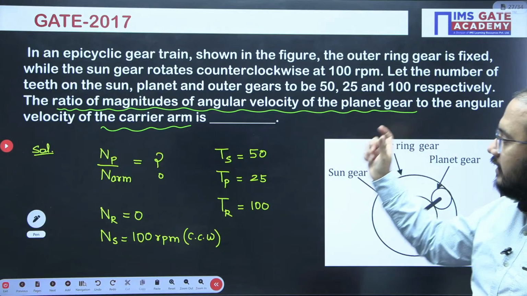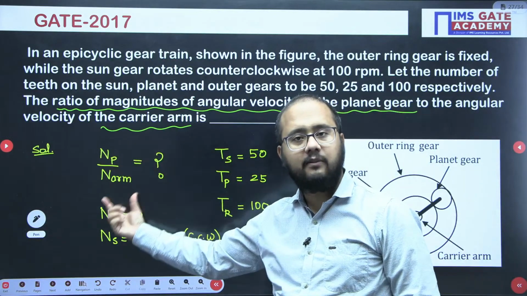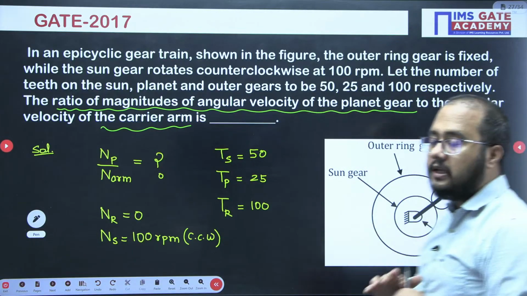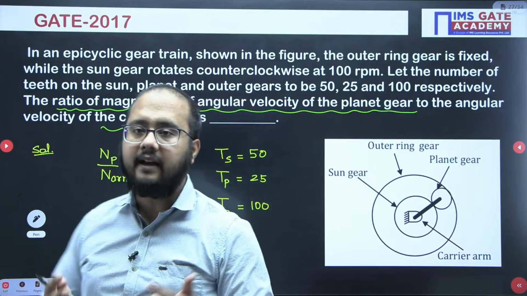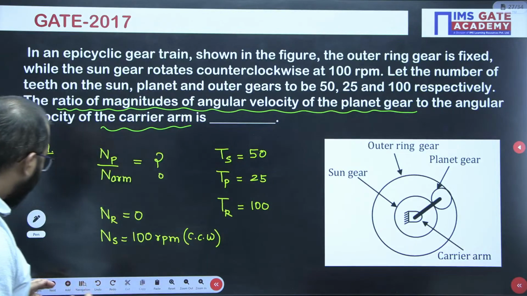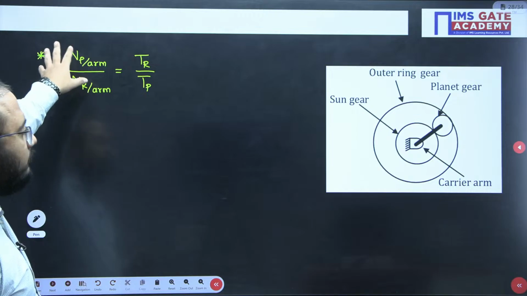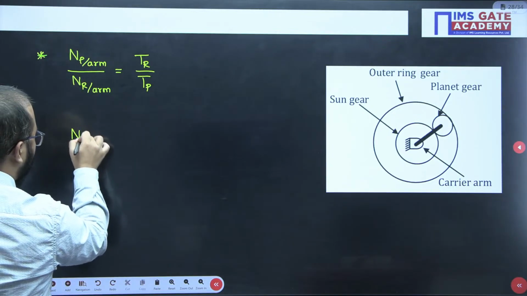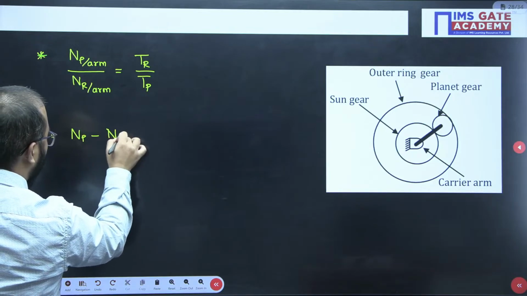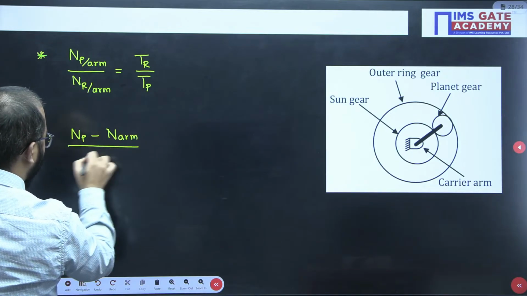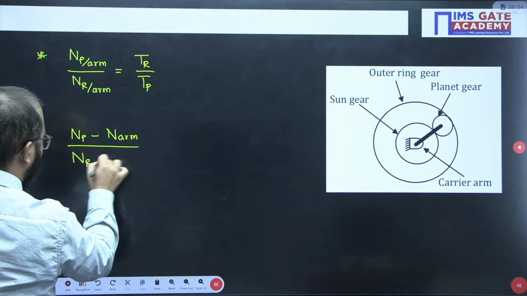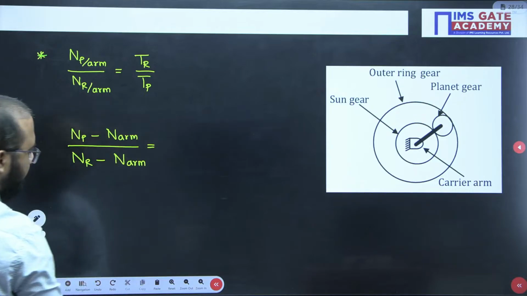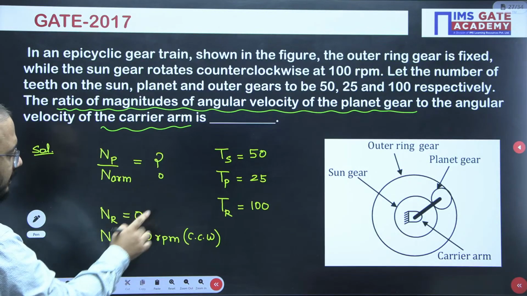Okay, fine. The ratio of planet angular velocity to ring gear angular velocity we have to find out. What I have told you is that the planet is directly meshing with the ring gear, so I can write down the velocity ratio. Because planet and ring gear are in meshing, this will be the relation: NP minus N arm divided by NR minus N arm equals TR by TP. So what is the value of TR here? 100 and TP is 25.